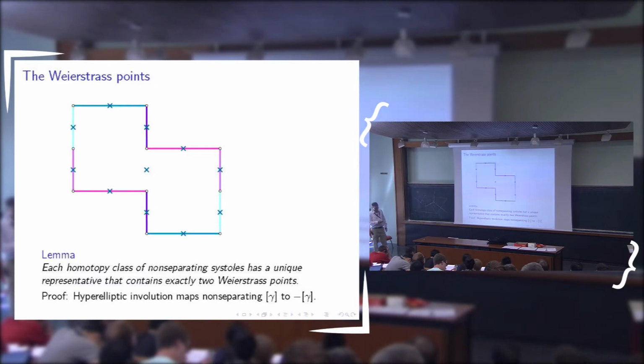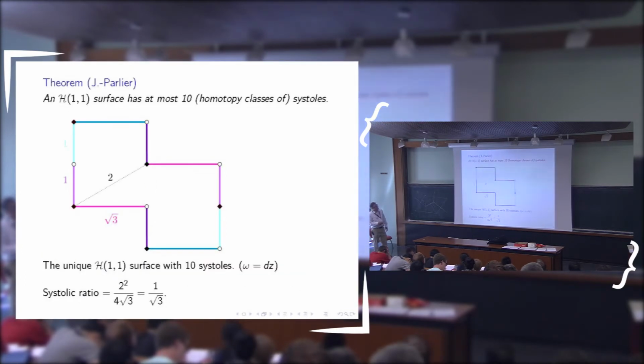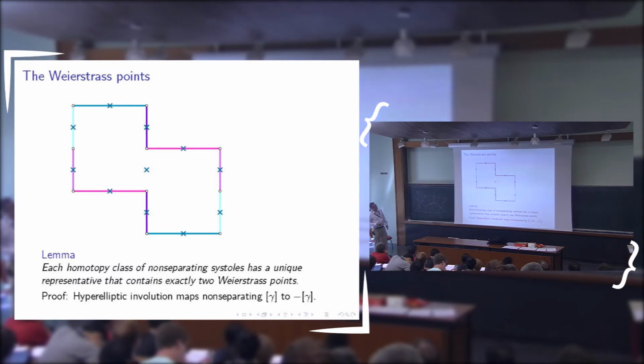Okay, so how are we going to prove this theorem? How are we going to find these 10 classes of systoles? First, let me show you where the 10 systoles are on this surface, and then I'll tell you how to get to this surface. So we're going to use Weierstrass points. We're in genus 2. We have the hyperelliptic involution. We have the Weierstrass points. So we're in good shape.